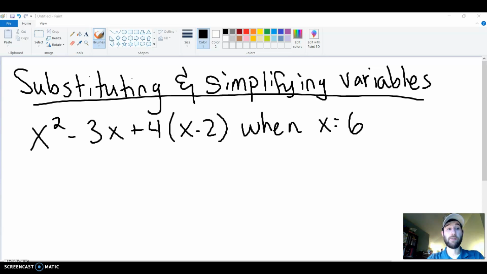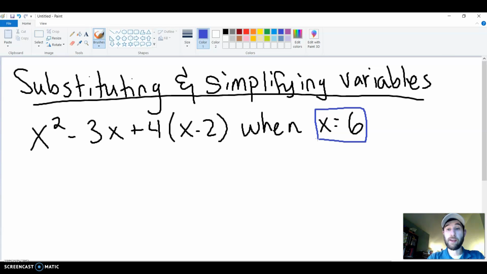Hello again. In this video, we're talking about how to substitute and simplify expressions when plugging in variables. Now, we have ourselves x squared minus 3x plus 4, all multiplied by x minus 2, and we're doing that when x is equal to 6. Now, that is what we're going to be plugging in.